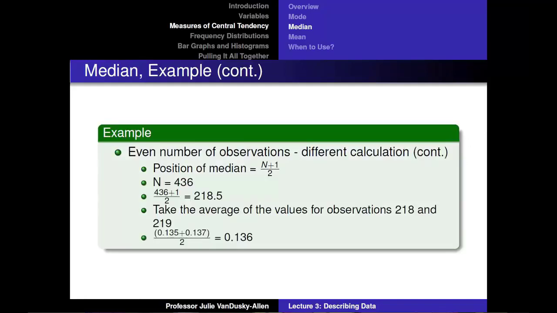So let's say we have a Commonspace variable with 436 observations. We would run the same calculation as before. The position of the median when you have an odd number of observations is equal to the number of observations plus 1 and that value divided by 2. We get a number with a 0.5 at the end. So what we do is we take the observation that is below this value and the observation that is above this value and find the average of those two observations. If we have 436 observations, our calculation would produce 218.5. So we should take the average of observations 218 and 219.